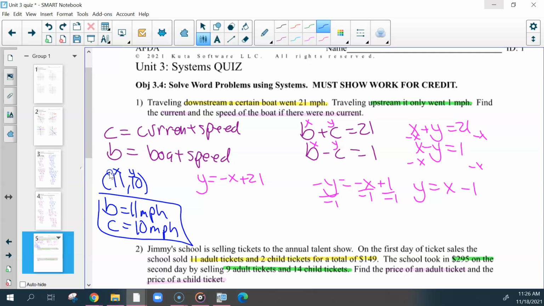Just to recap other upstream, downstream things. Downstream is plus, upstream is minus. Down the river is plus, up the river is minus. Those are opposites. If it's a plane and wind situation, with the wind is plus, into the wind is minus. With a tailwind is plus, against the wind is minus.